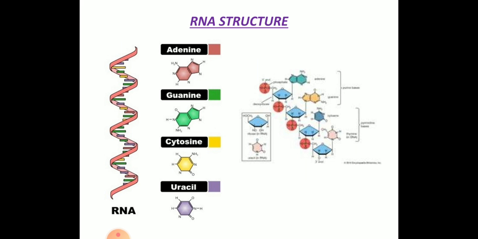This is how the structure looks, and the chemical composition of RNA, as I said, contains a pentose sugar, that is ribose sugar. The nitrogenous bases are of two types, purines and pyrimidines. Purines are adenine and guanine. Pyrimidines are uracil and cytosine, because thymine is replaced by uracil. And phosphoric acid is responsible for giving the acidic property to the RNA.